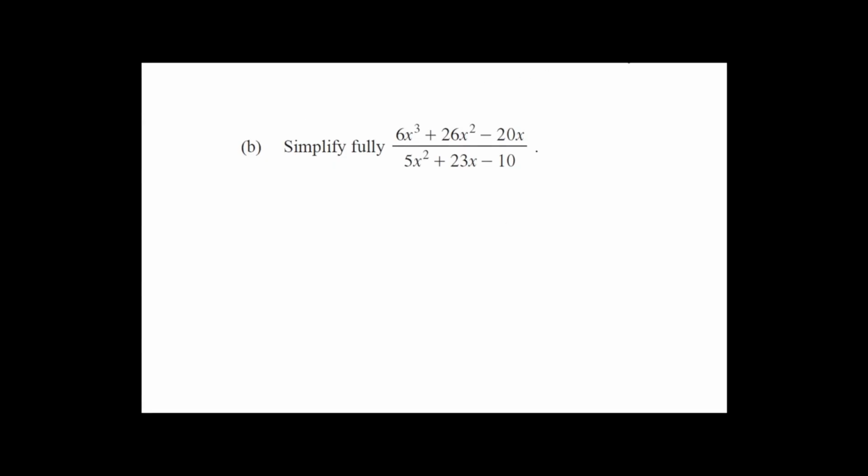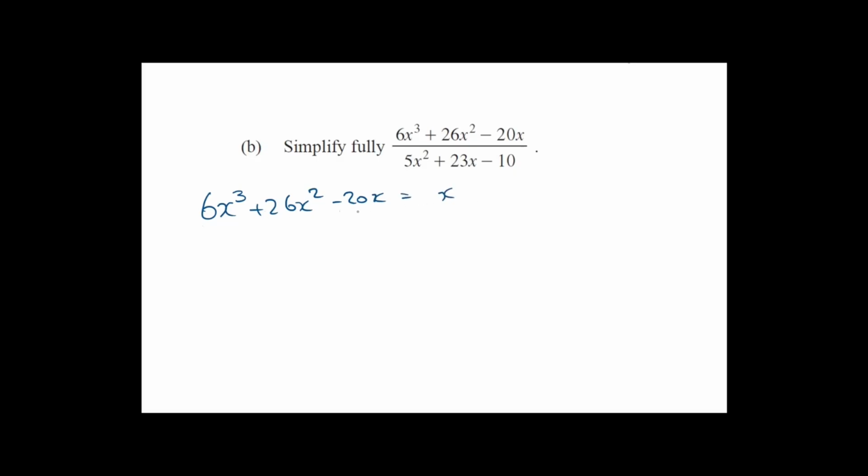So let's crack on. We're told to simplify fully this polynomial over this polynomial. When you have polynomials like this and you're asked to simplify them, usually the best course of action is to factorize them and see if anything cancels. So let's factorize this top one and then the bottom one and see if that is the case. Pretty much guarantee that's going to be the case. So upstairs we have this. So there's obviously a common factor of x.